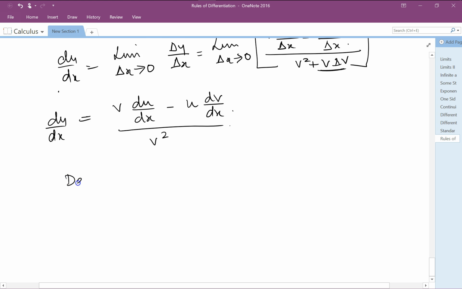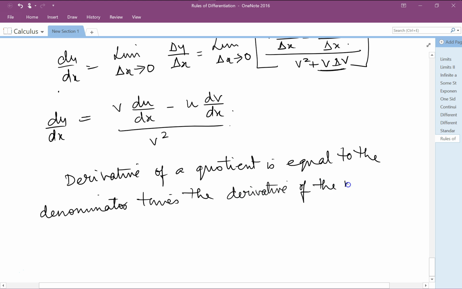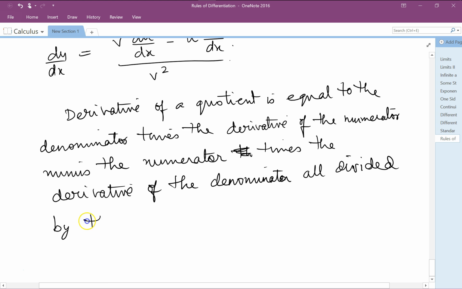So the derivative of a quotient is equal to the denominator times the derivative of the numerator minus the numerator times the derivative of the denominator, all divided by the denominator square. Derivative of a quotient is equal to the denominator times the derivative of the numerator minus the numerator times the derivative of the denominator, the whole thing divided by the denominator square.